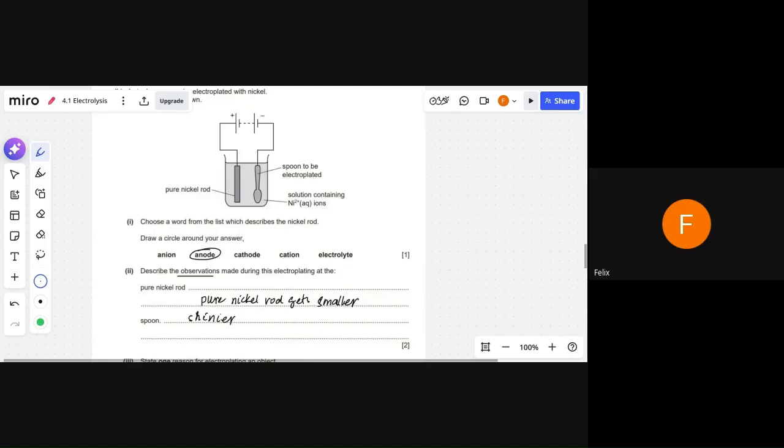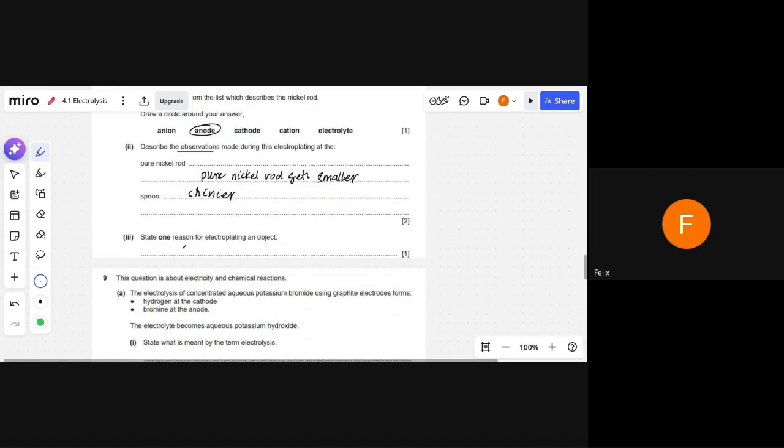I think this is clear, and we move on to: state one reason for electroplating an object. We have answered this question before. To make the object more attractive, or more resistant to corrosion.